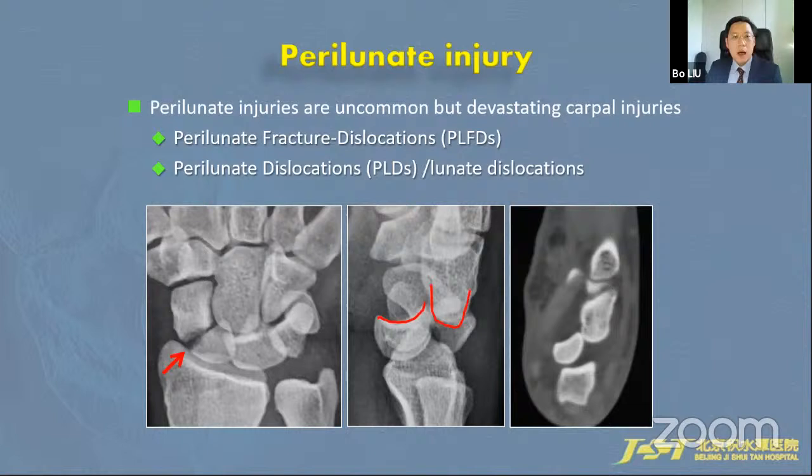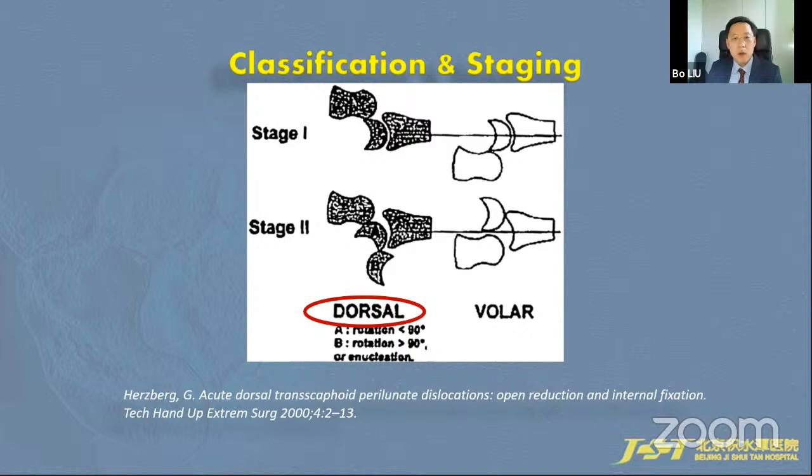As mentioned, perilunate injuries are uncommon but devastating carpal injuries. They could be fracture dislocations, mostly involving the scaphoid fracture. It could be a so-called pure ligament injury, involving the ligaments around the lunate and carpal bones. There are a lot of classifications and staging, but I believe everyone of you knows this staging by Professor Herzberg. There are dorsal and volar types, and most of the cases are dorsal dislocation, which you can subdivide into two subtypes.